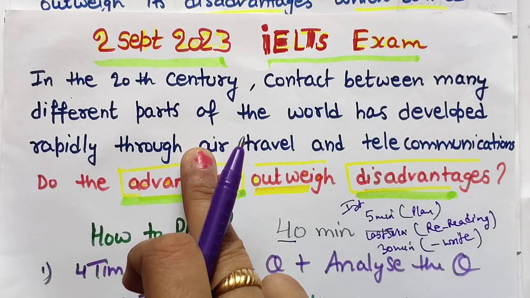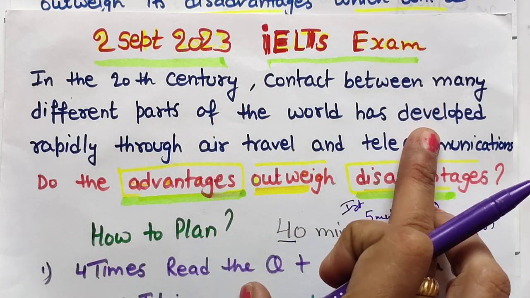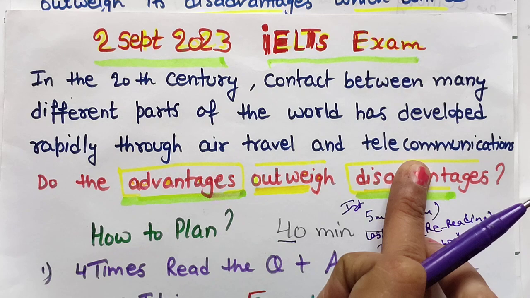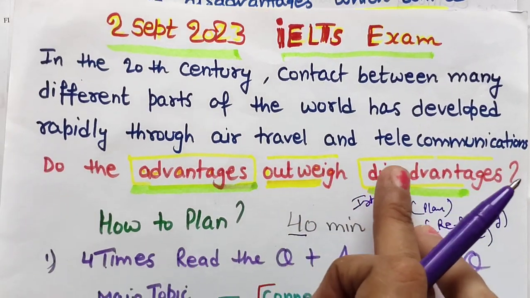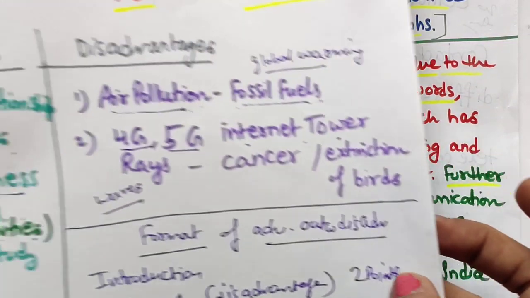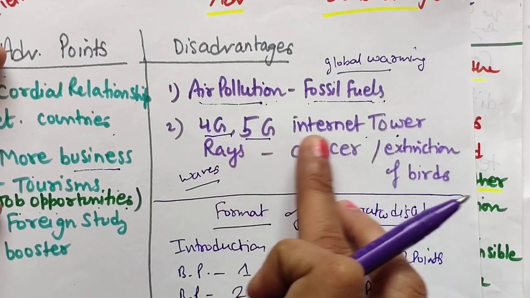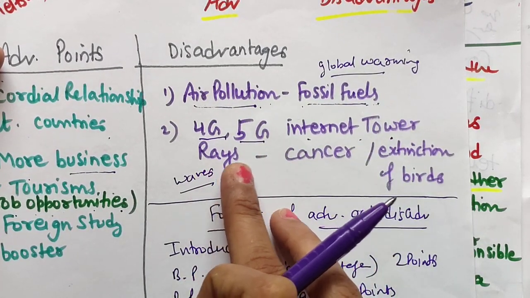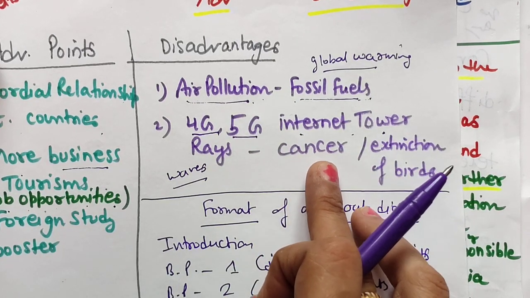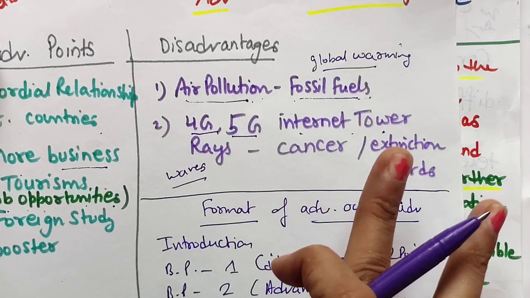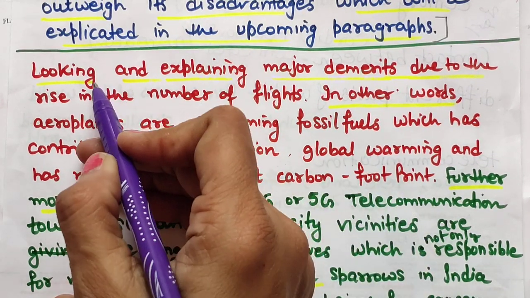Again, we will read the question statement. In the 20th century, contact between many different parts of the world has developed rapidly through air travel and telecommunication. First, we are going to write disadvantages. First disadvantages we will be looking at, and of course my disadvantages are air pollution, and these towers are giving harmful rays or waves, and following it cancer is coming and the extinction of birds. These are my disadvantages. So how I have started, you can also copy it.